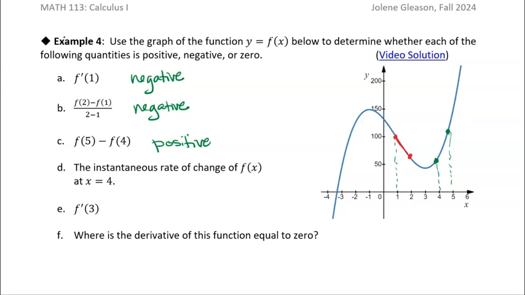Okay, right? Because it's just a difference between the y values. It's just the rise. There we go. It's the rise from the function value at 4 to 5.